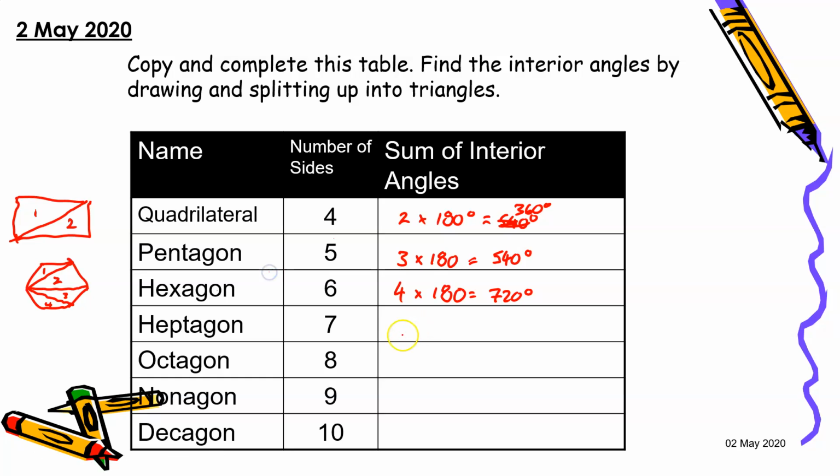After you've done the heptagon, you've got 5 times 180. Then 6 times 180, 7 times 180, and so on. What we can see quite clearly is that as you increase the number of sides, we're just adding an extra 180 each time. In fact, you could even just look at the sums and add 180 each time. So we end up with 900, which is 720 plus 180.